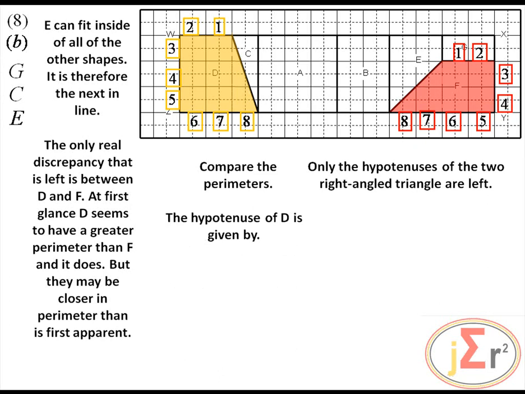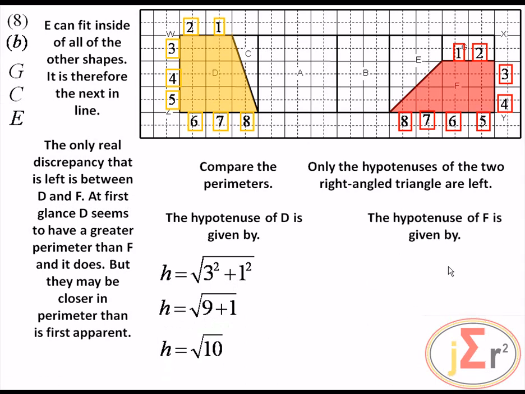The hypotenuse of D is given by 1, 2, 3 by 1. So the 2 perpendicular sides are 1 and 3. So h is equal to the square root of 3 squared plus 1 squared. So h is equal to the square root of 9 plus 1. So h is the square root of 10. The hypotenuse of F is given by 2 and 2. So h is equal to the square root of 2 squared plus 2 squared. So h is equal to the square root of 4 plus 4, which is equal to the square root of 8.